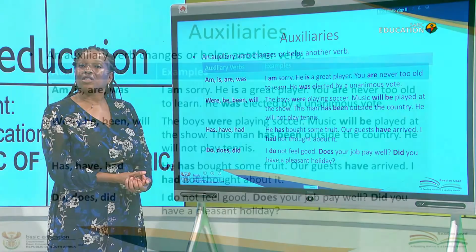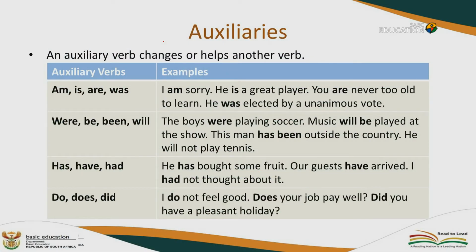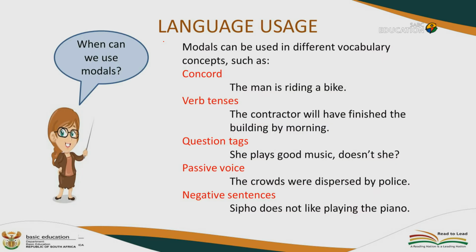We have auxiliary verbs, which are called helping verbs. They are just like modals. They work hand in hand with modals. And the different types are these ones. We use auxiliaries to help the verb do its work or its action in the sentence. Normally, we use modals for different vocabulary concepts such as concord, verb tenses, question tags, passive voice, negative sentences.